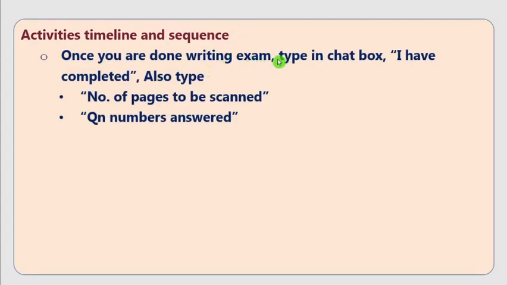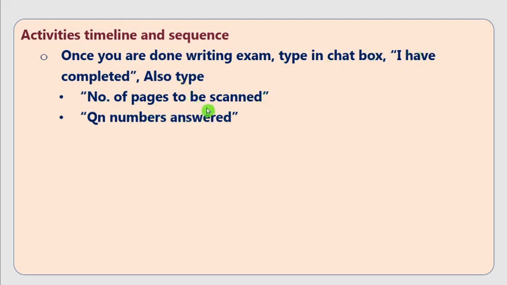Once you are done writing the examination, at the end, again you have to type I have completed, or equivalent meaning, I am done, or like that you can type it. So this marks the end of your examination. Further, you're not supposed to write anything in your answer sheet. Along with this, you can type the number of pages to be scanned and question numbers answered. You can simply type 15 pages, question number 1A, 1B, 2A, 2B, 4A, something like that. You don't have to type all the sentences as it is, but this information should be available there.